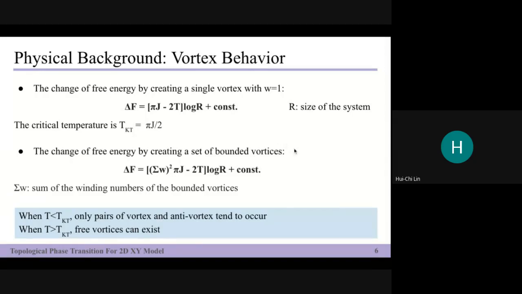But when a set of vortices is bound, the change of free energy should be written in the below formula. In this case, a bound pair of vortex and anti-vortex can still exist under the critical temperature, since the sum of the winding numbers cancels. So to summarize, when T is smaller than T_KT, only pairs of vortex and anti-vortex can occur. And when T is larger than T_KT, free vortices can exist. This is the end of the physical part.